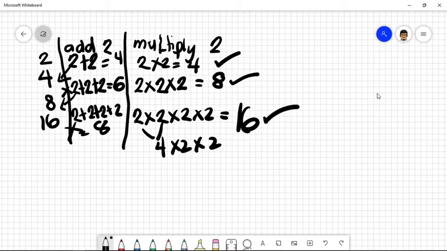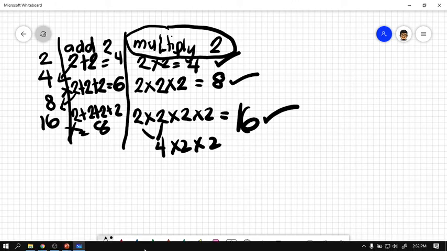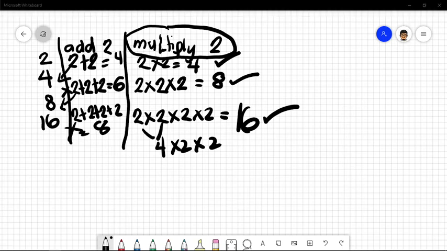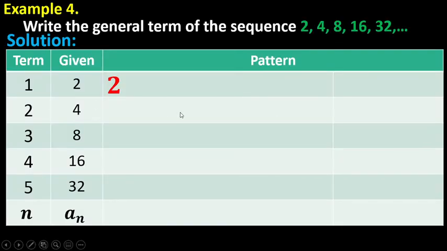So, nakuha yung 16. So, dun sa dalawang conjecture natin, anong mas tama? Ang add 2 or multiply 2? Ang tama dyan ay multiply 2. So, yun ang magiging conjecture natin. Dun sa pattern, kailangan mo nang mag-multiply ng 2. So, tuloy natin. So, 2 times 2, ilang 2 yun? Isa. You will arrive with 4.